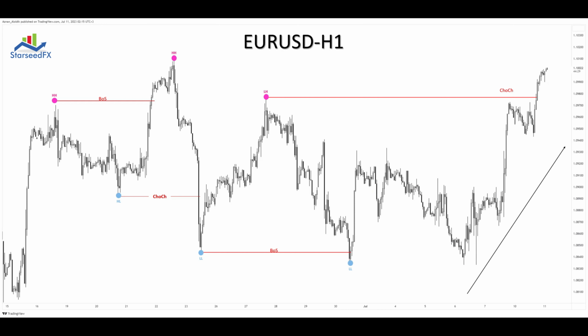a few days later. Now that we know the euro-dollar is in a buying mood, the question is, how and when do we enter a trade? This is where our trading plan enters the scene.